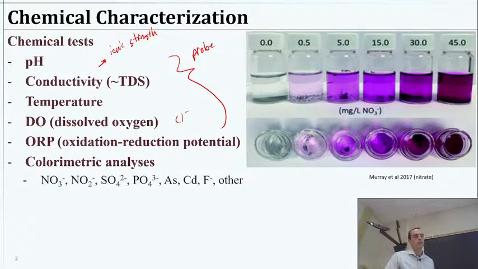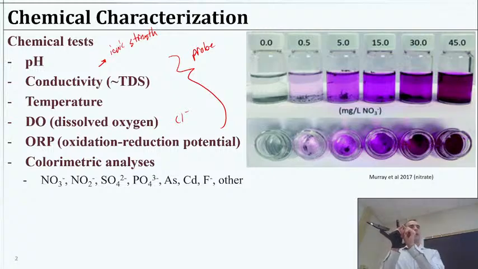Okay, so then we have all of those, and then we have colorimetric analyses. And if we're interested in something like nitrate, nitrite, sulfate, phosphate, arsenic, cadmium, fluoride, lots of different things, chances are pretty good that there might be some colorimetric method to check that. And in a field test, we will often have a nice little powder packet with all of the reagents we need set for about 10 milliliters of solution. And so it's going to have whatever chemicals react with, let's say, nitrite, built in there.